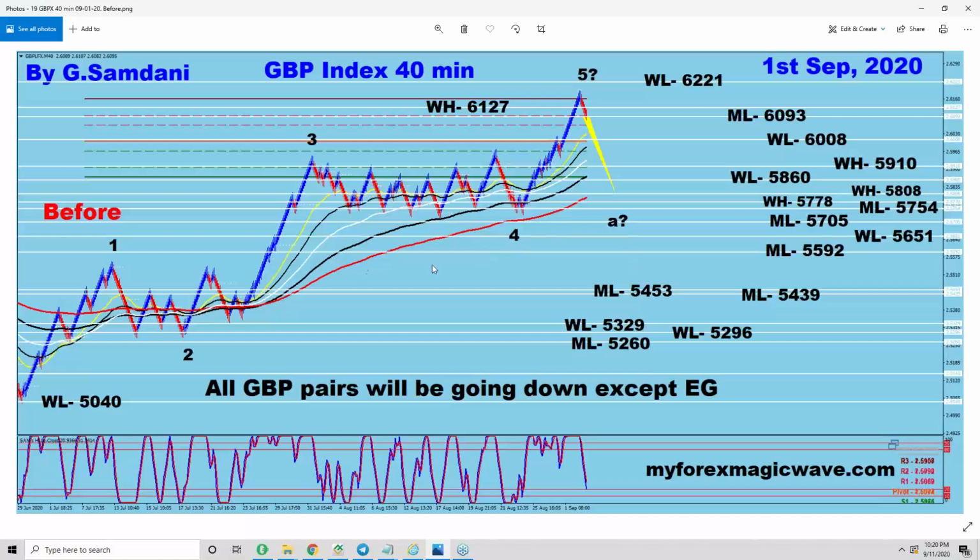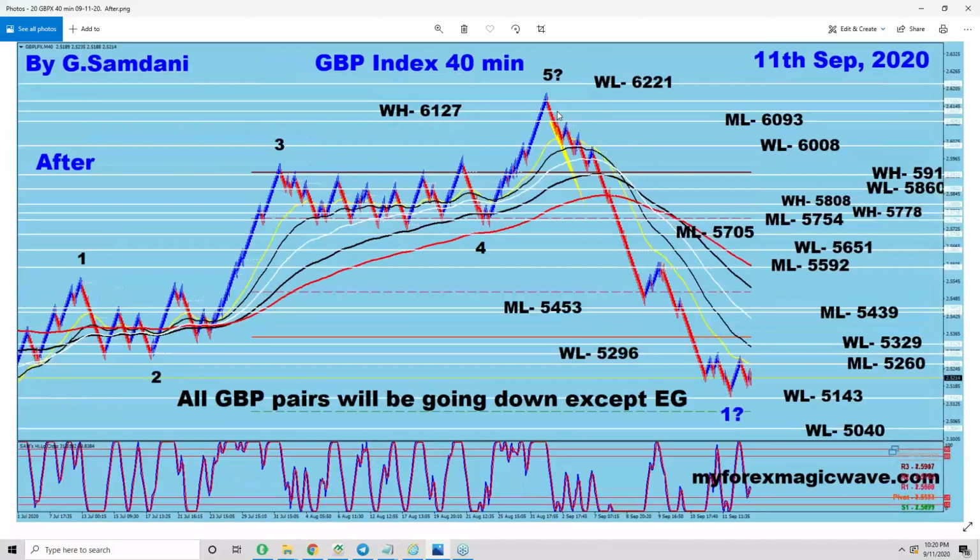Or sometimes it comes all the way to the top of wave 1 here, so like 54, 53, somewhere there. But you know what? It came down all the way to 52, 60, even below that, because of the Brexit news that came out. So this is what happened to this chart. Boom! This is the main reason all pound pairs went down, because the pound index going down means the pound was getting weaker very badly. So because of this, all those pound pairs went down.